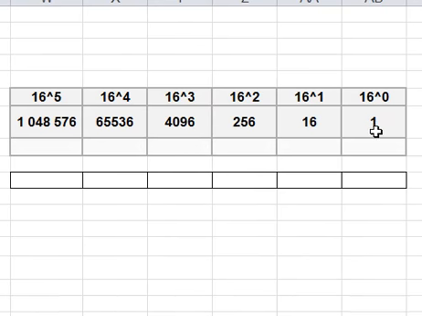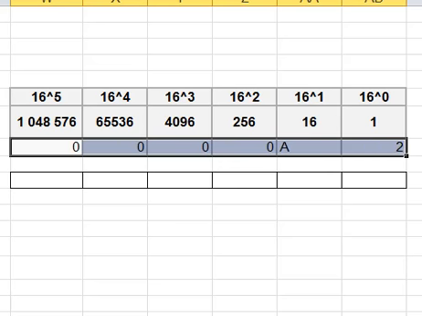In the first column we have 16 to the power of 0. The second column is 16 to the power of 1, starting at 16 up to 255. Then we have 16 to the power of 2, starting at 256, and so on and so forth. So let's look at our number A2.